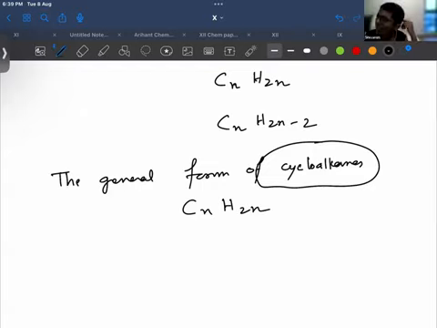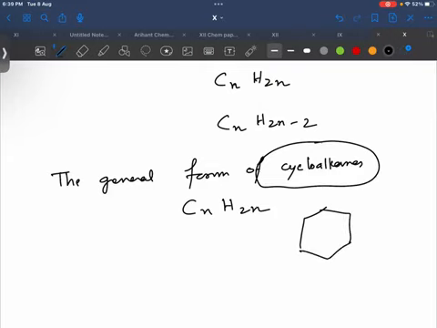The cycloalkanes, they only need single bonds. Cycloalkanes need only single bonds, and still they manage to form 2 H's for each carbon, because carbon's valency is 4, right? So that's why the formula is CnH2n. Now let's say I gave you C3H6. How will you determine whether it's cyclopropane or propene? That's a different story.